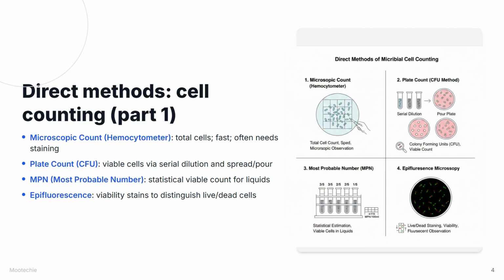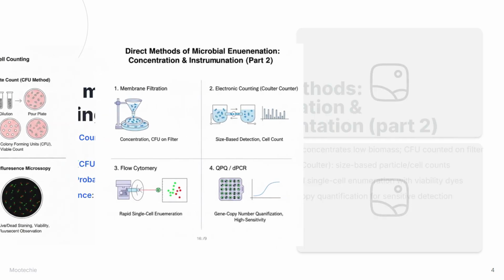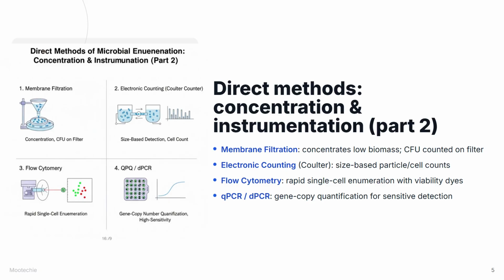The hemocytometer allows for direct microscopic observation. The plate count shows serial dilution leading to isolated colonies on a plate. The MPN method is represented by test tubes with different dilution levels estimating a statistical count, and epifluorescence shows the use of fluorescent dyes to determine cell viability. Moving on to direct methods of microbial enumeration, concentration and instrumentation, part 2.